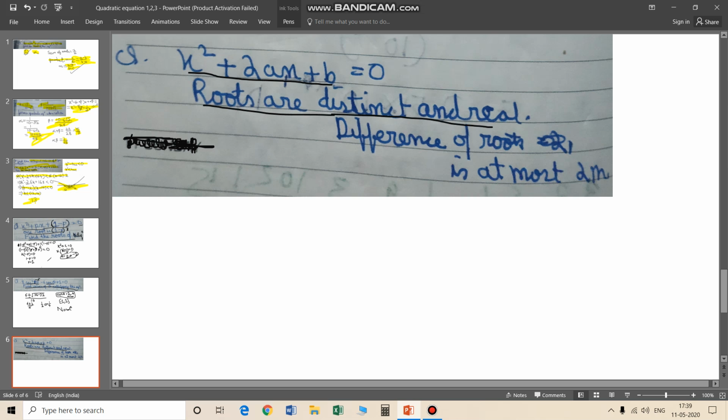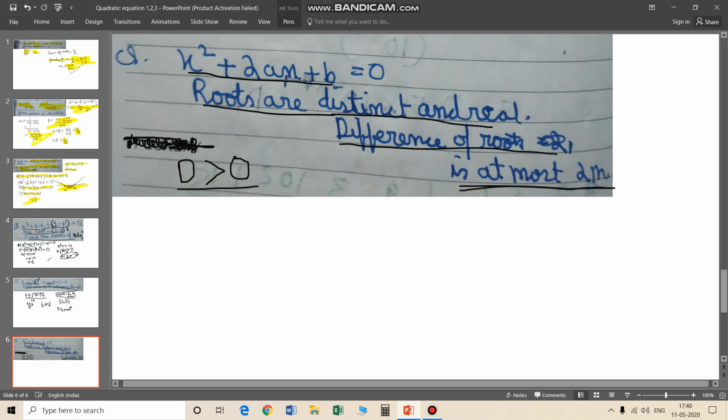Difference of roots is at most 2m. The thing here we need to check: x square plus 2ax plus b, roots are distinct and real. What can we do? Roots are distinct and real means D, that is the discriminant, is greater than 0, not greater than or equal to. For greater than or equal to, roots are equal. So since distinct is given, D is greater than 0.